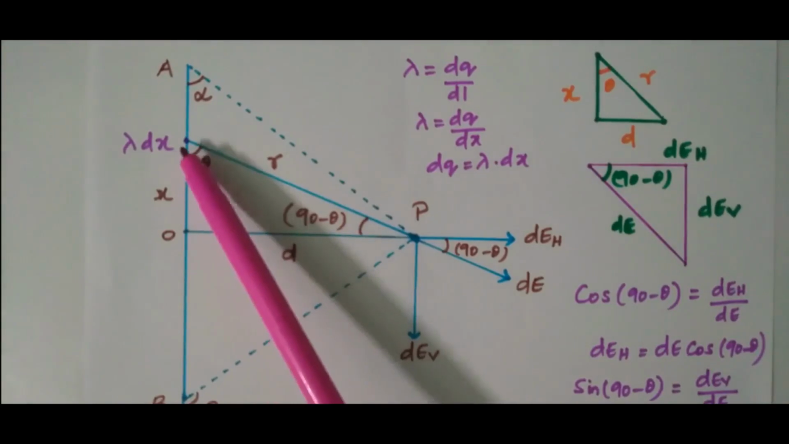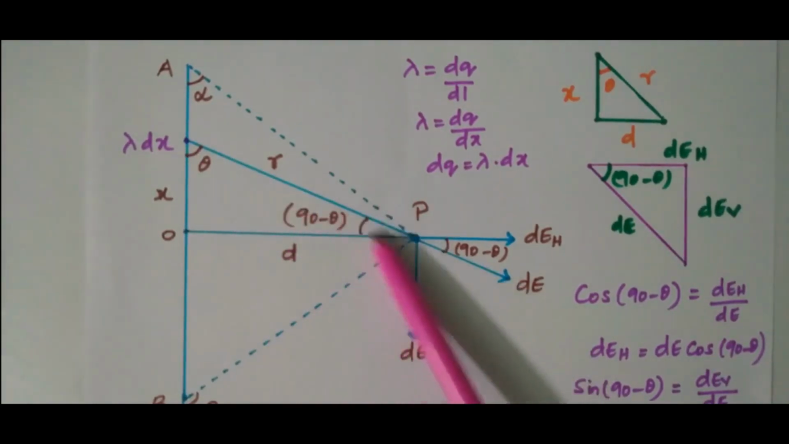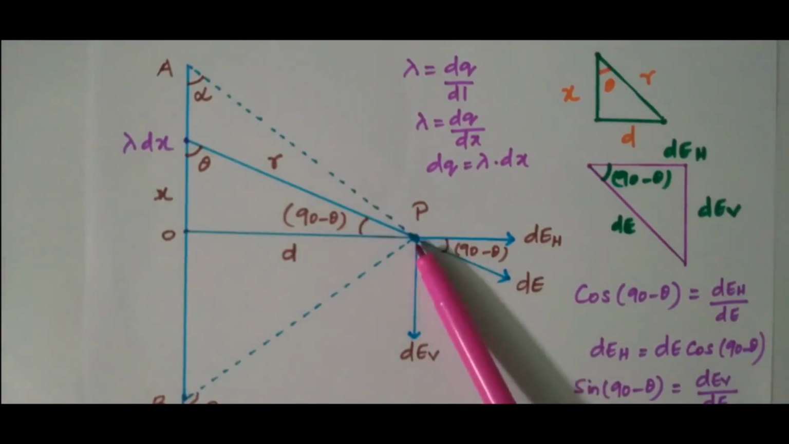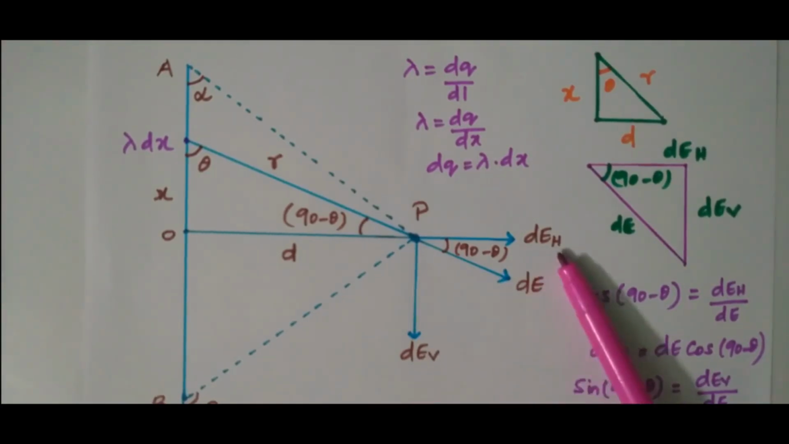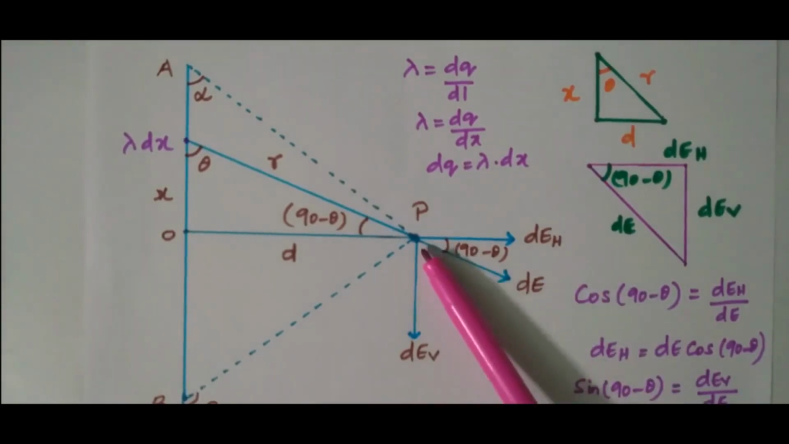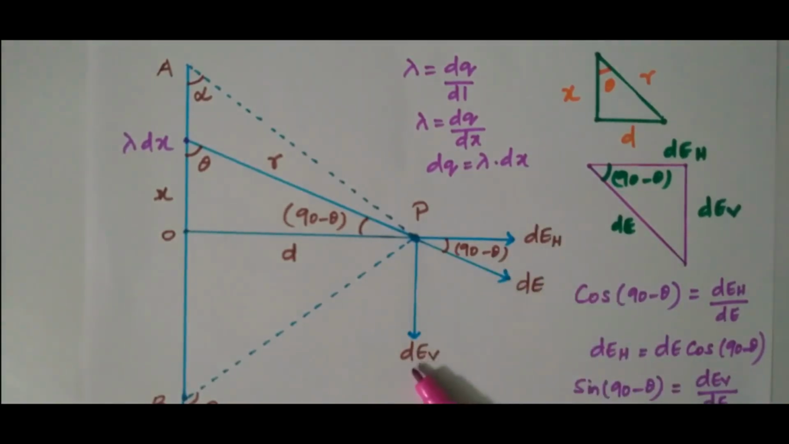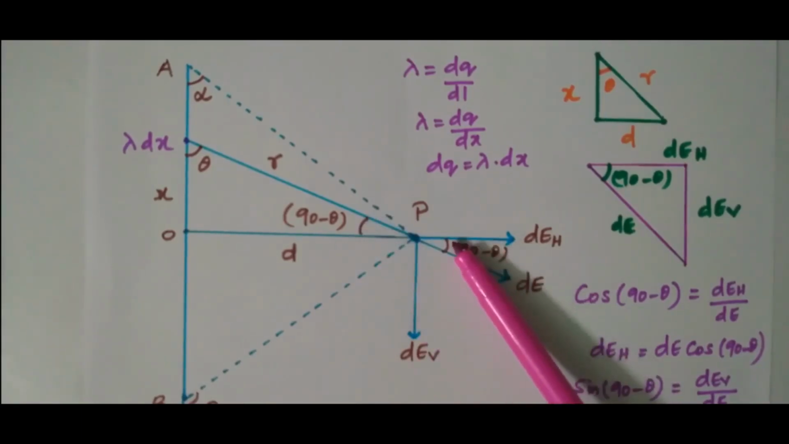Due to the point charge, the electric field intensity dE is produced on the opposite side. For any inclined field, the total electric field intensity will be divided into a horizontal component and a vertical component, dE_H and dE_V. Any such field will be resolved into horizontal and vertical components, right? So this angle is 90 minus theta, and automatically this angle will be 90 minus theta, right?